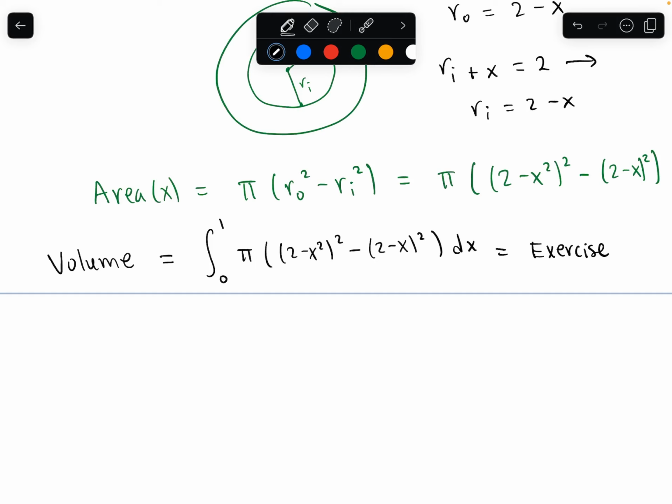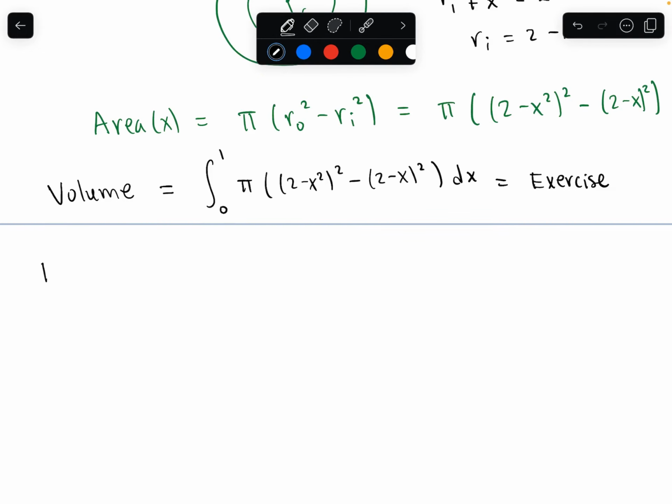Okay. I think I'll go ahead and do this other example as well, just to show what's happening. We're going to work with the same region again, but instead of rotating it about the x-axis or a line parallel to the x-axis, we're going to rotate it about a line parallel to the y-axis. So I think I need to make this a little bit bigger.